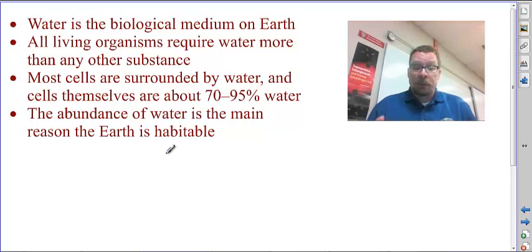When we talk about organic molecules and the formation of proteins, you're going to see that they often work in producing water in a dehydration synthesis reaction. Most cells are surrounded by water, cells themselves. It is the abundant main reason the earth is habitable. So what is so special about water?